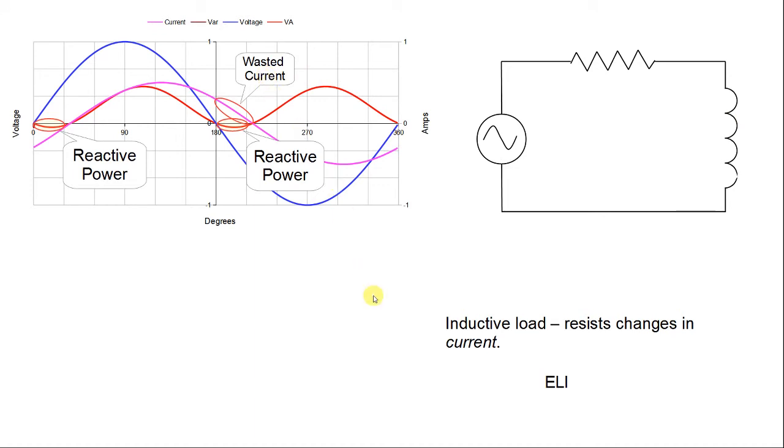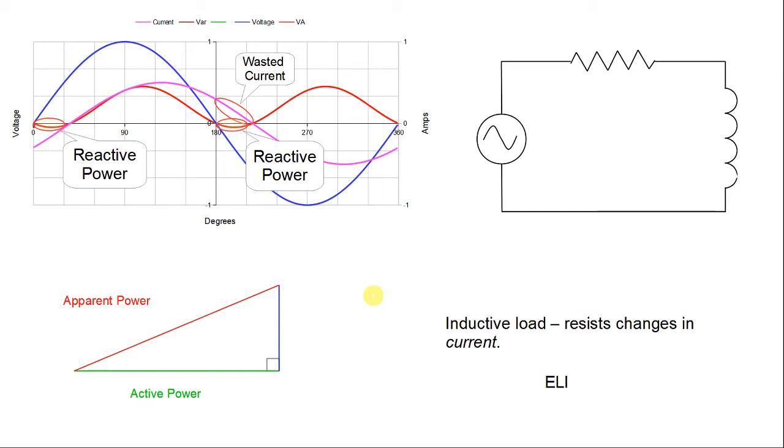Let's look at the power triangle and how this applies. So on the bottom of the screen, I have a triangle that I've put here, and it has obviously 3 sides. And on one side, I'm going to call active power. On another side, I'm going to call apparent power. And on the third side, I'm going to call reactive power. And we already kind of have an idea of what reactive power is.